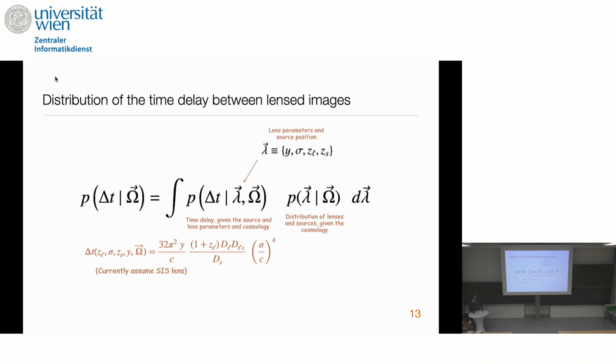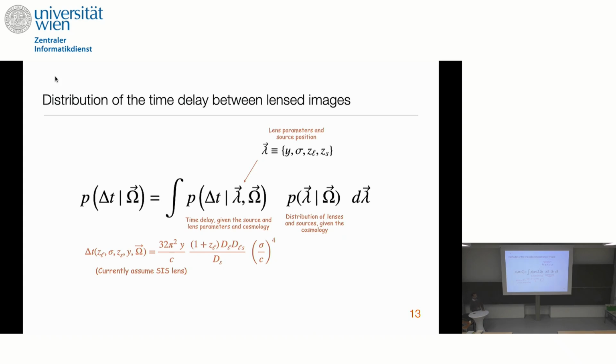Similarly, one can also compute the distribution of lensing time delays. The time delay, given a set of source parameters and lens parameters, can be computed by solving the lens equation. So the distribution of time delay depends on the distribution of these astrophysical parameters, like the source location in the lens plane and the properties of the lens. Here the lenses are assumed to be a singular isothermal sphere, so there is only one velocity dispersion as a parameter. The redshift of the lens and the redshift of the source. These are the nuisance parameters that we have to integrate out.